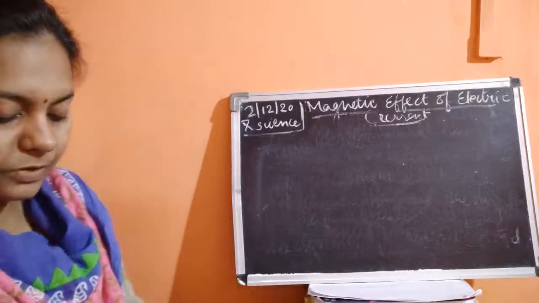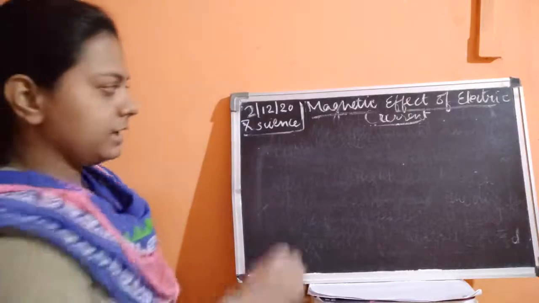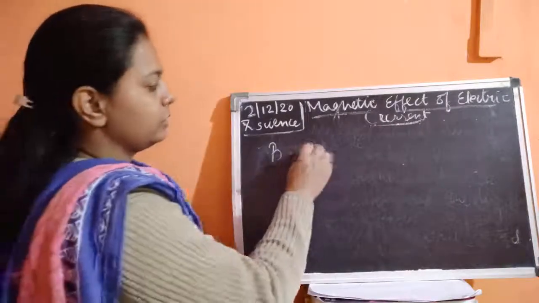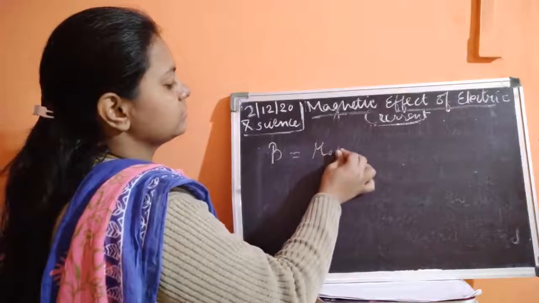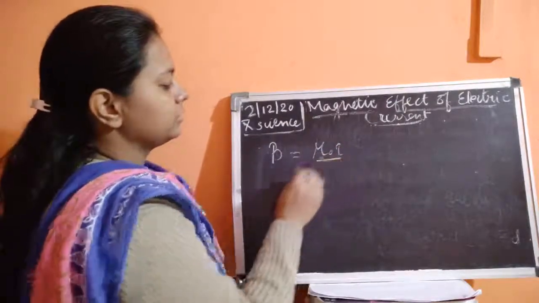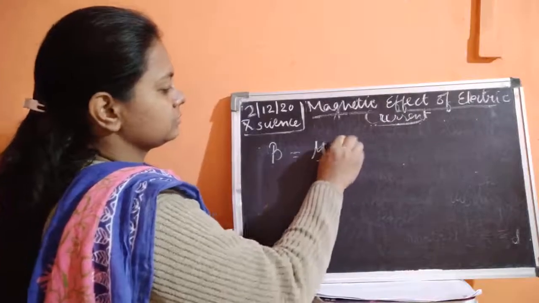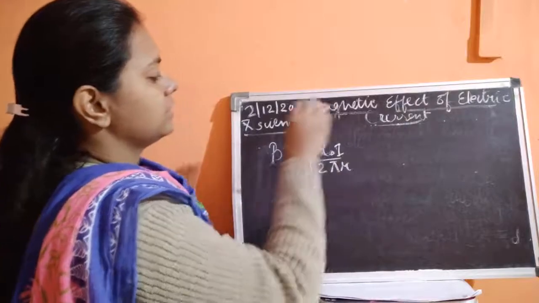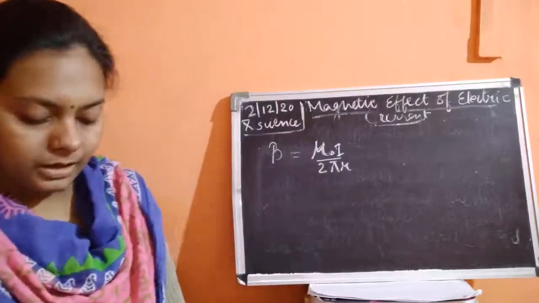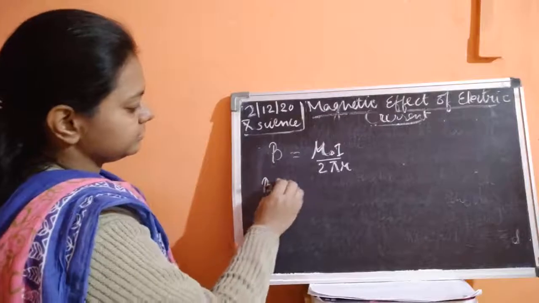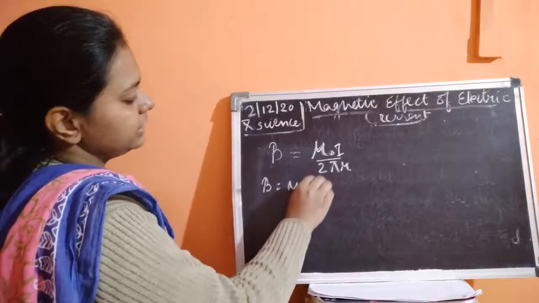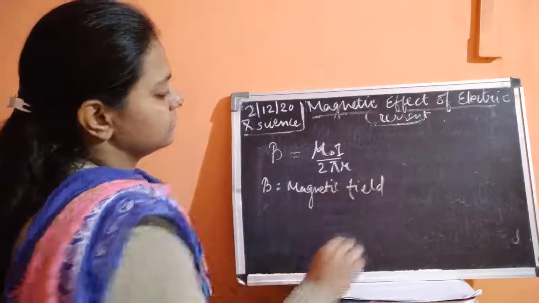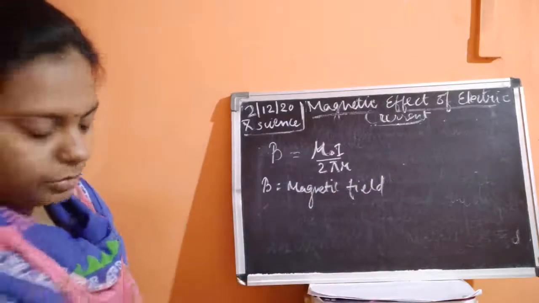So the magnetic field produced by a straight current carrying conductor is given by, magnetic field is denoted with the letter B, which is equal to mu naught I upon 2 pi r. ठीक है, mu naught I upon 2 pi r, where B is the magnetic field.